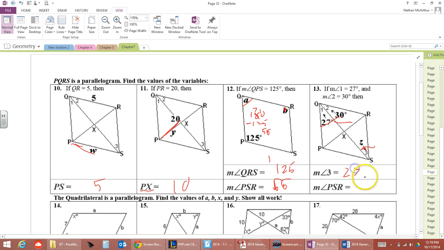So this was 27. And this whole big angle has to be equal to this whole big angle over here. So that means it's got to be worth 57. So my final answer should be 27 because of alternate interior angles, and then 57 because opposite angles are congruent.